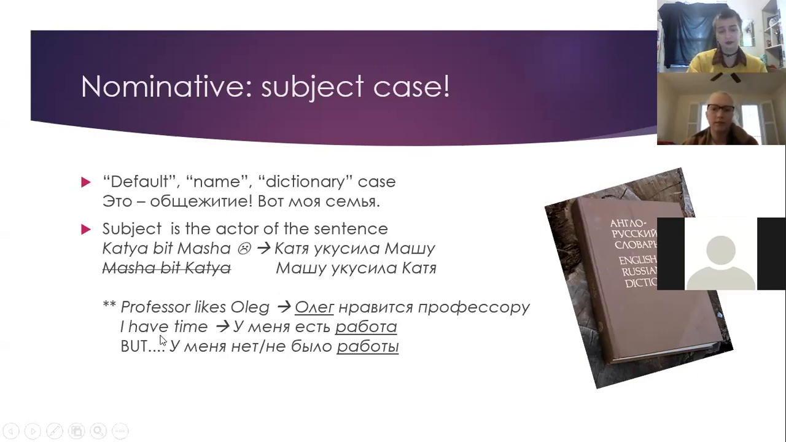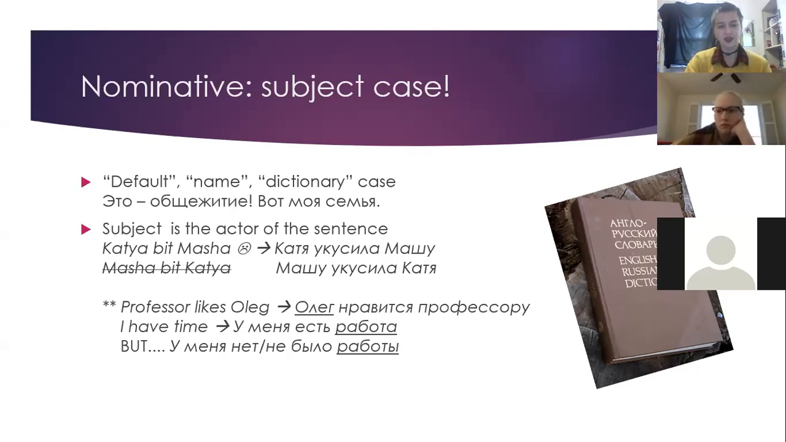Another confusing example with a very, very common phrase. I have, sorry, there's a mistake here. It says I have time. I have a job, right? У меня есть работа. In English, that would be the subject. I am the person who does the having, and the job is my object. In Russian, you say, there is the job to me. So what you have is also going to be the subject, is going to be nominative.